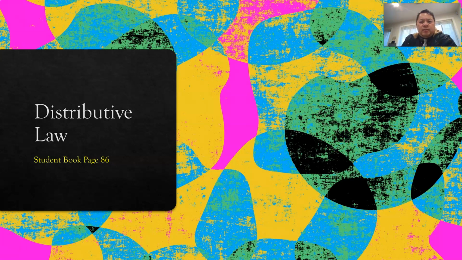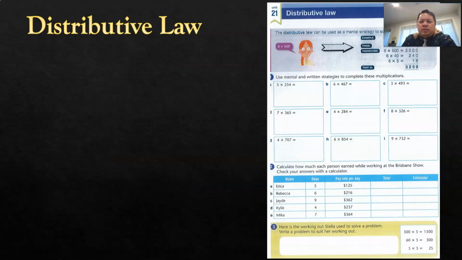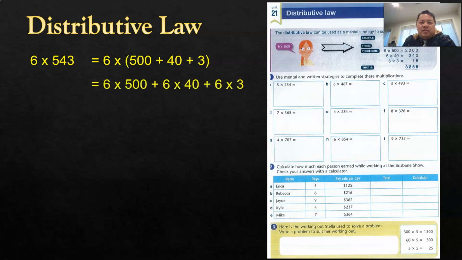So anyway, this is another way we can use the law that we have been taught in simplifying our working. So using the example that you are given on page 86. So for example, 6 times 543, we can actually break it up into 6 times, holding bracket, 500 plus 40 plus 3. Okay, and then after that we can expand the bracket.